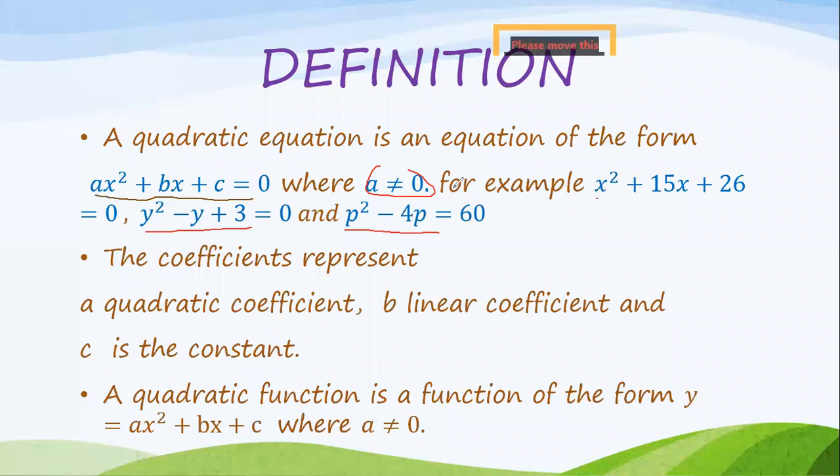The coefficients of the quadratic equation are a, b, and c. a is what we call the quadratic coefficient, b is the linear coefficient, and c is the constant. You can see the position of a, the coefficient of x squared, b, the coefficient of x, and c, the constant. If the equation is in the form y equals ax squared plus bx plus c, this is what we call a quadratic function.